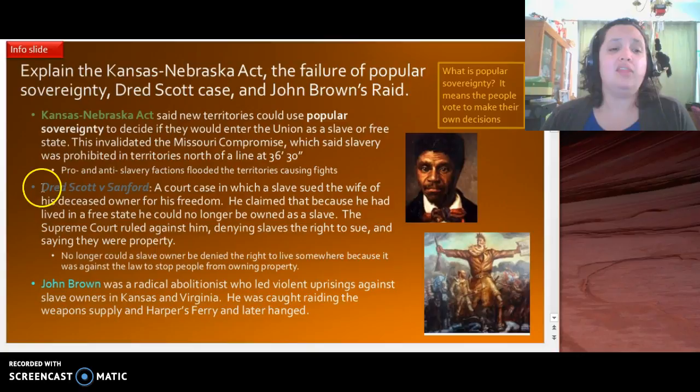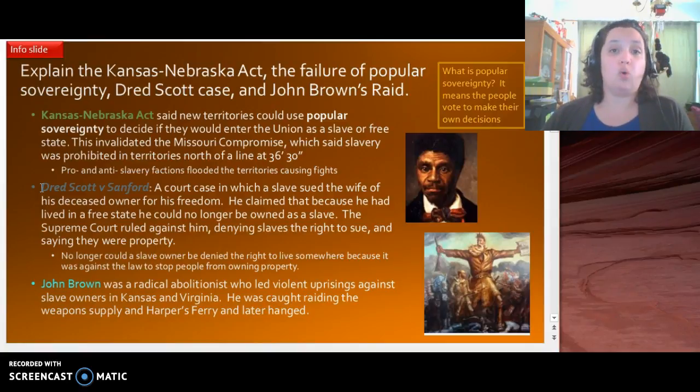Now, another thing to think about before the beginning of the Civil War is the Dred Scott versus Sanford case. This is a court case in which a slave was taken by his master into the northern states. They lived there for a period of time, and then they came back to the South. And when the owner died, Dred Scott sued the widow, and he said, hey, you took me to a northern state. I'm not a slave anymore. You have to give me and my family our freedom.